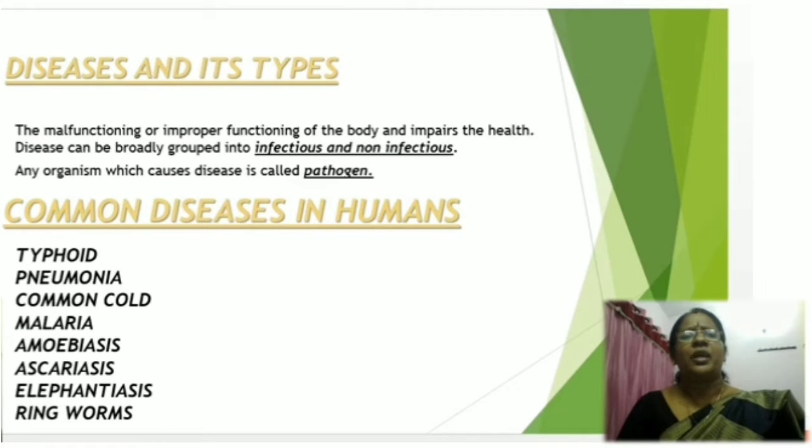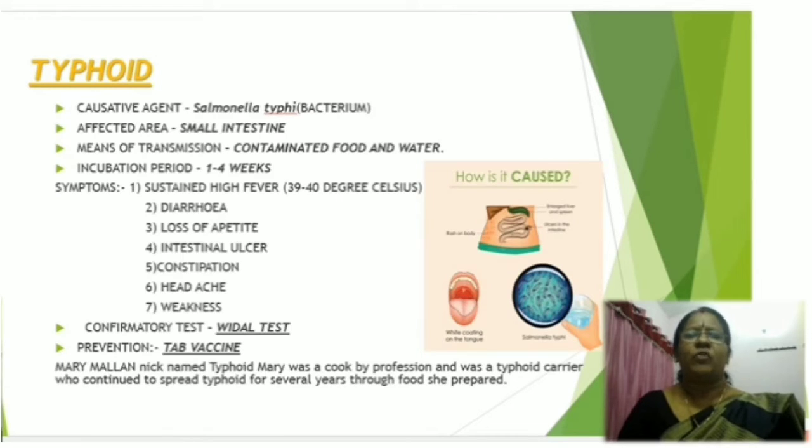Any organism that causes disease is called a pathogen. You know that there are many pathogens, namely virus, bacteria, fungi, protozoans, helminths. Some common diseases in humans are typhoid, pneumonia, common cold, malaria, amoebiasis, ascariasis, elephantiasis and ringworm. We will study them one by one.